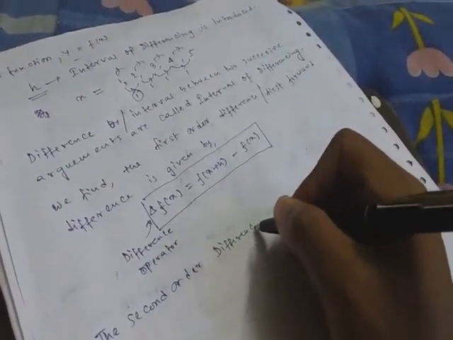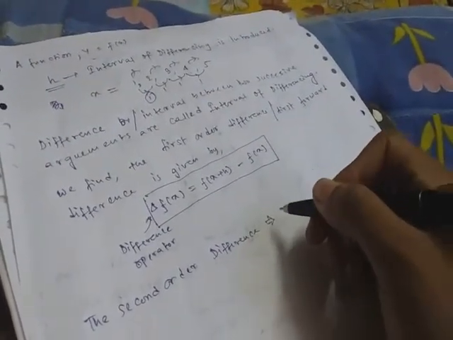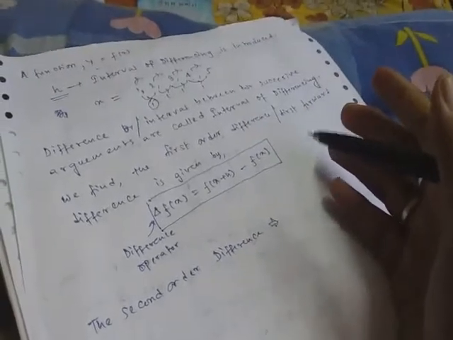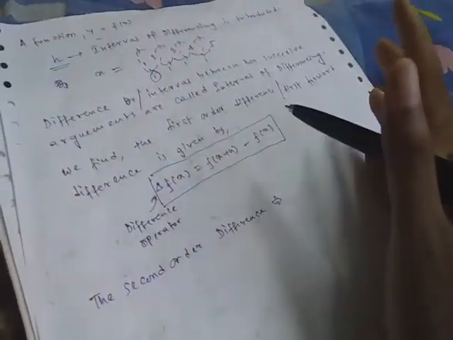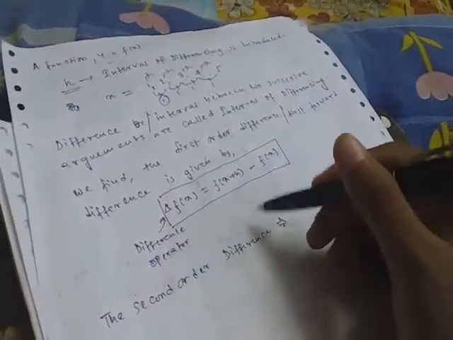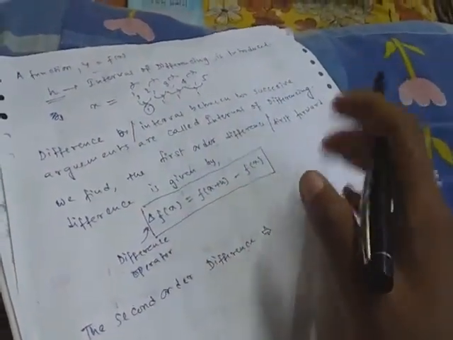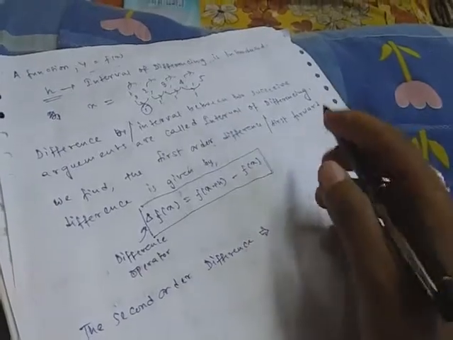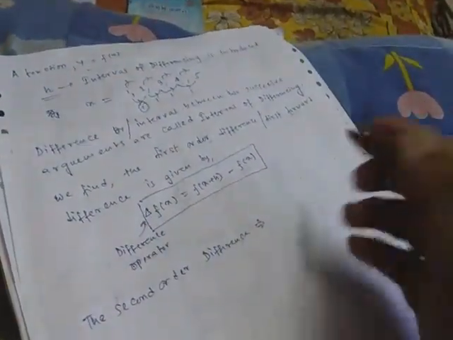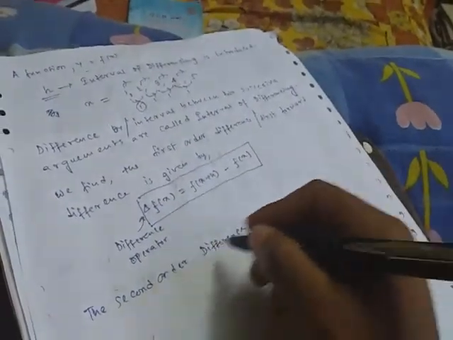If you are accustomed to differentiation, you will understand it very easily, because these have very similar properties. When I discuss the properties of this difference operator, you will see that it's quite similar, not exactly, but quite similar to the derivative we do. So now the second order difference. What will be the second order difference?